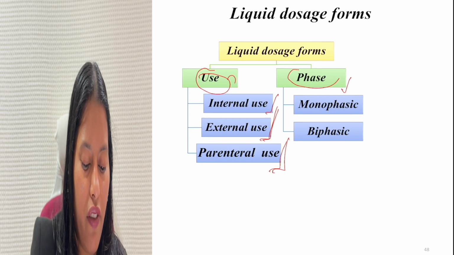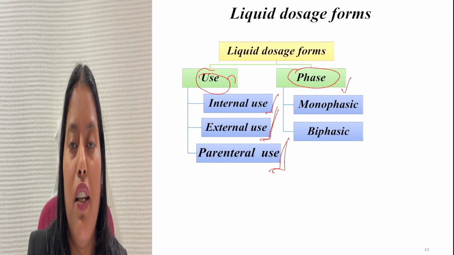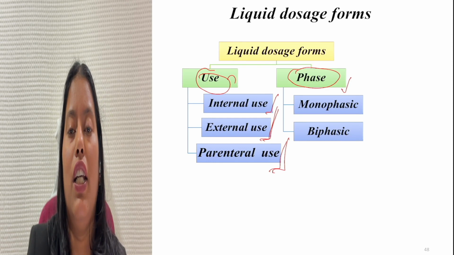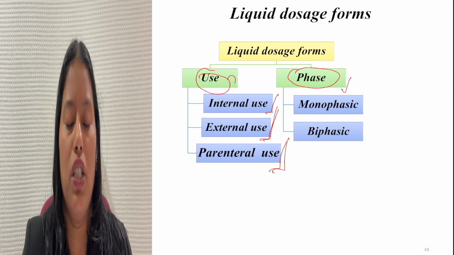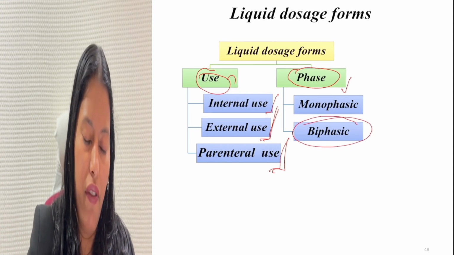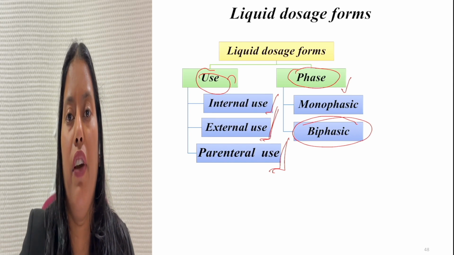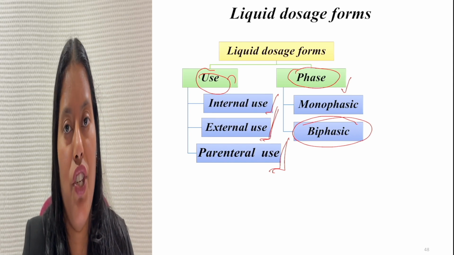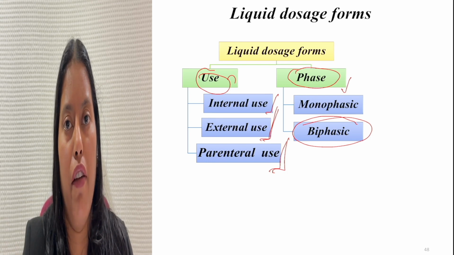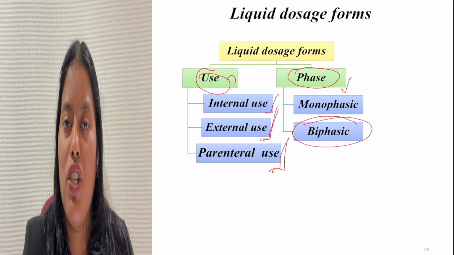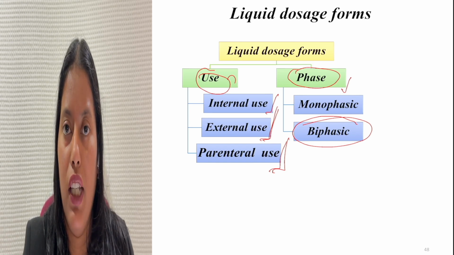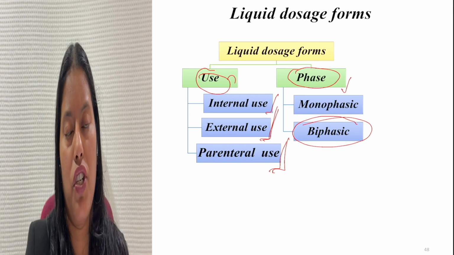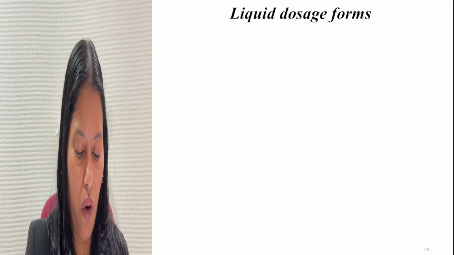Now, based upon phase, whether it is monophasic or biphasic. Monophasic means only one phase is exhibited. It is a solution formulation. The uniform mixing is there, and the system appears homogeneous. In case of biphasic dosage form, you have two phases which are mixed together. So suspension and emulsion are examples of biphasic dosage form. In case of emulsion, the drug is mixed into oil and water by using an emulsifier, and they are making one phase. So suspensions and emulsions are examples of biphasic liquid dosage form.